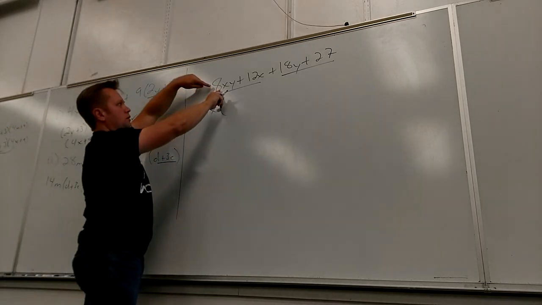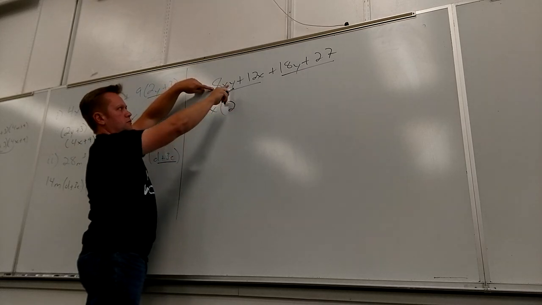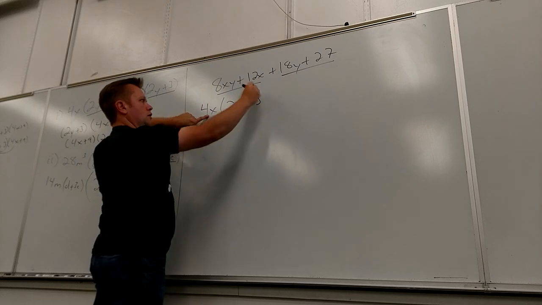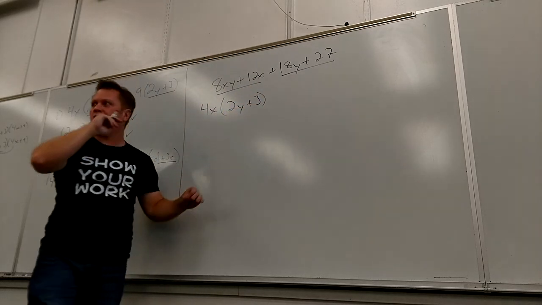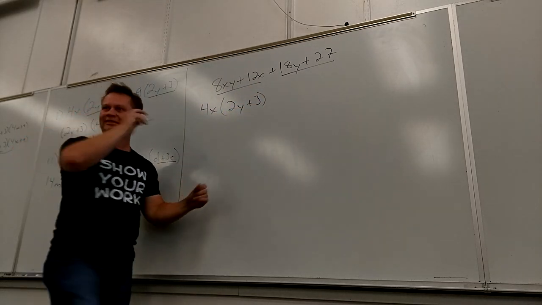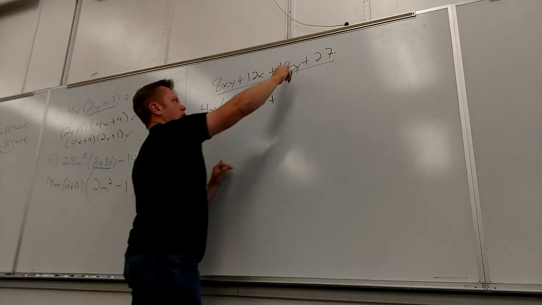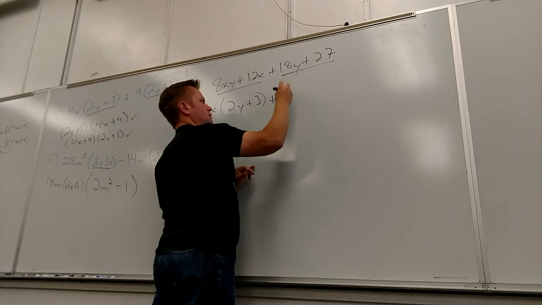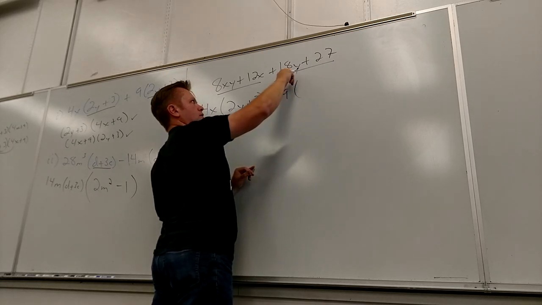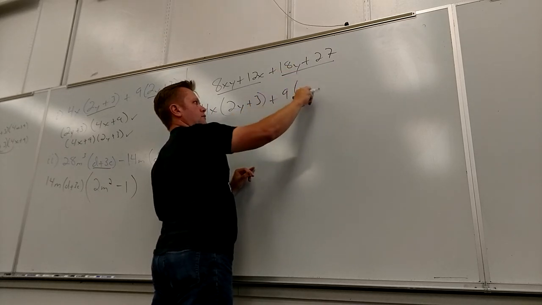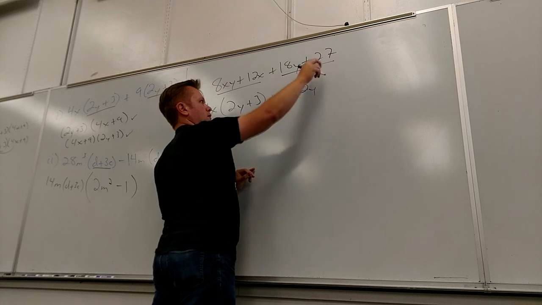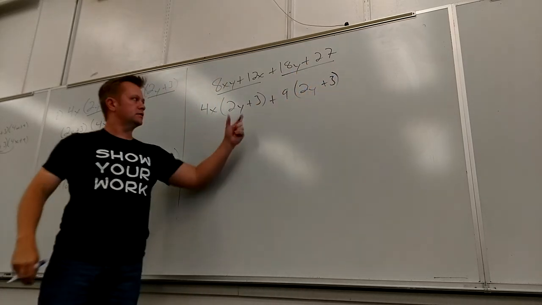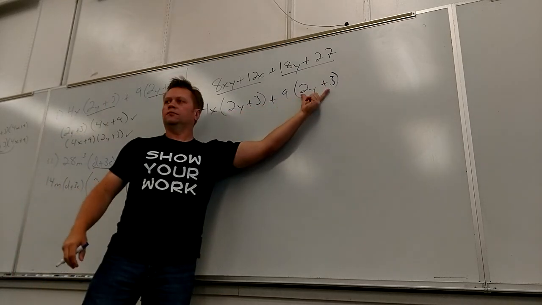Yeah, so this will be 2y plus 3. Some of you might understand where I got this problem from. Plus, what comes out of these two? 9. 2y plus 3. How do I know I'm on the right track? Because these two are the same.